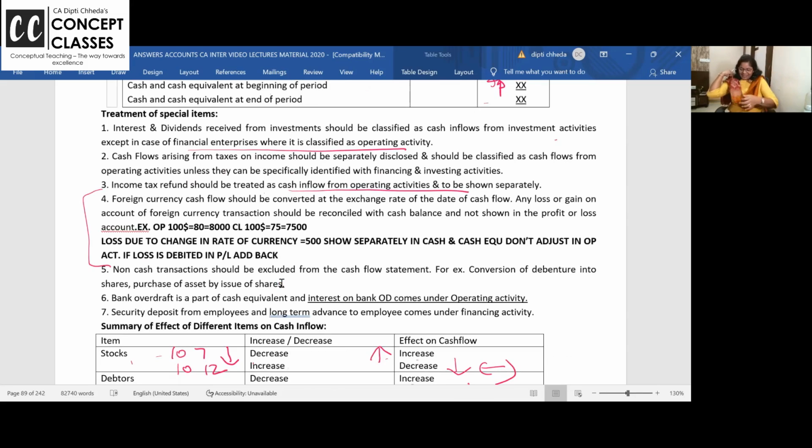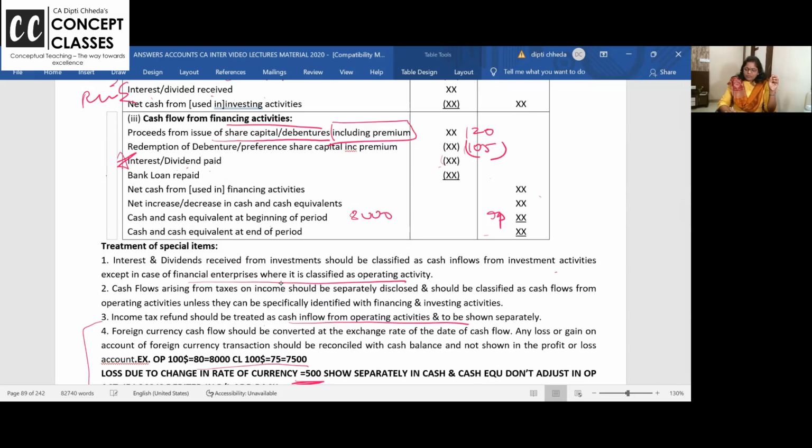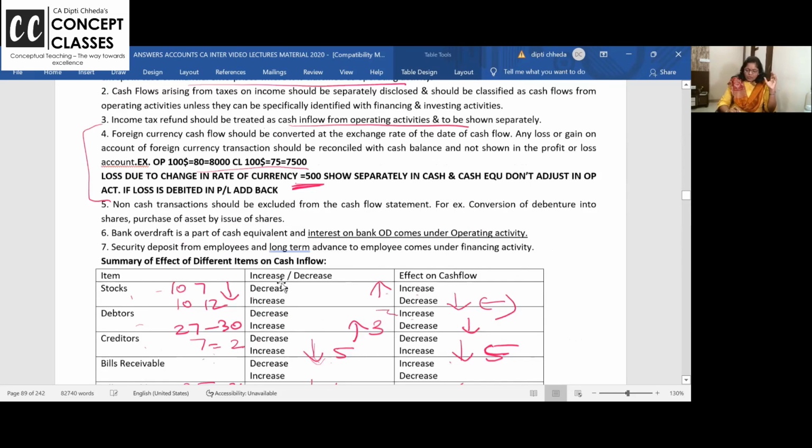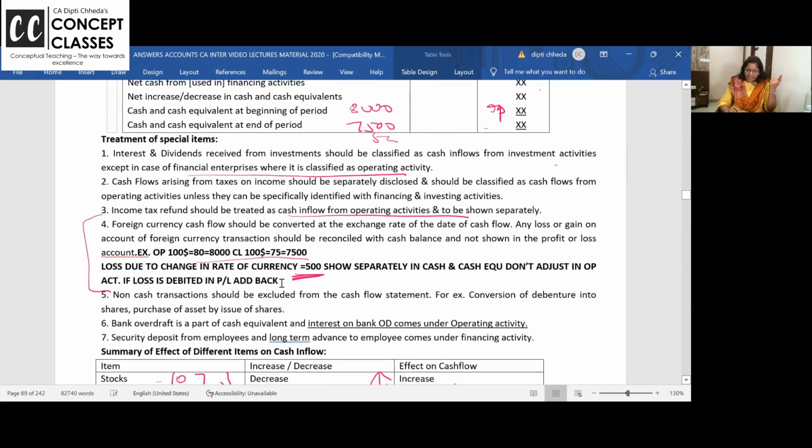डॉलर कैसा होता है आज तक देखा ही नहीं मैंने. Okay, now do I have $100 in my drawer opening, and market value is 8,000. Now same closing, these $100 have become 7,500. Is there a loss due to this currency? 500. Show separately in cash and cash equivalent. Don't adjust in the opening और कहीं पे, ठीक है? अगर करेंसी के कारण लॉस आ रहा है, opening currency is 8,000, closing is 7,500, 500 loss you adjust separately here. Don't take this loss as a part of operating activity.